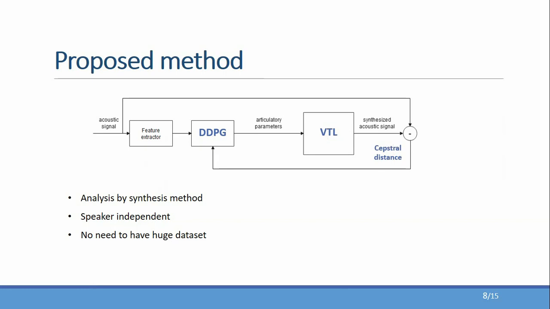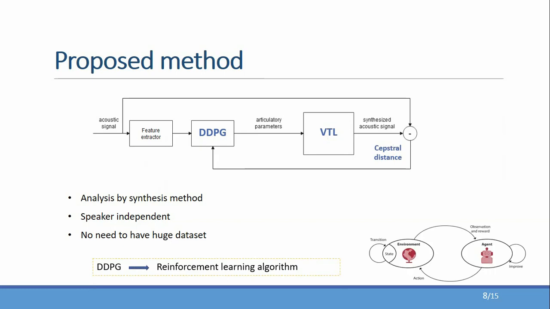Deep deterministic policy gradient, or DDPG, is a kind of reinforcement learning algorithm. Reinforcement learning is the training of machine learning models to make a sequence of decisions while interacting with an environment. As described in this figure, an agent learns to achieve a goal in an uncertain, potentially complex environment. The computer employs trial and error to come up with a solution to the problem.